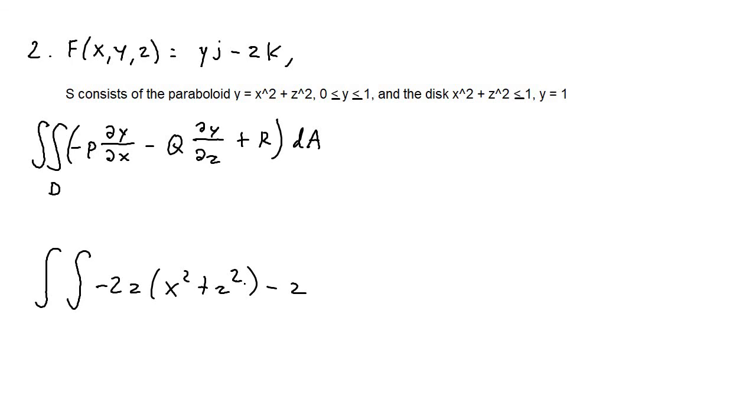So in order to find those bounds, we need to basically graph this disk. Now if you look at just the equation x squared plus z squared equals 1, we're basically looking at the equation of a cylinder. Remember, with the equation of a cylinder, whichever variable is missing, that's going to be the axis of the cylinder.